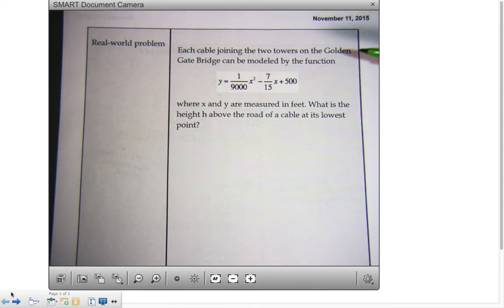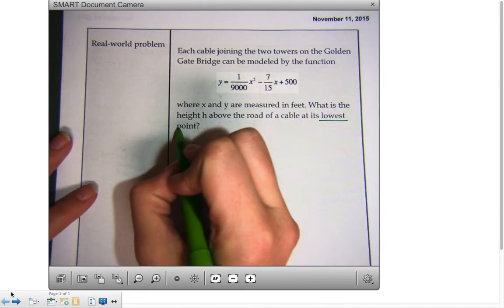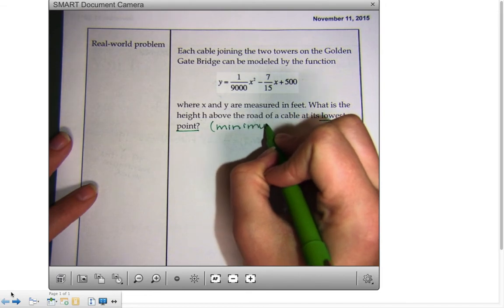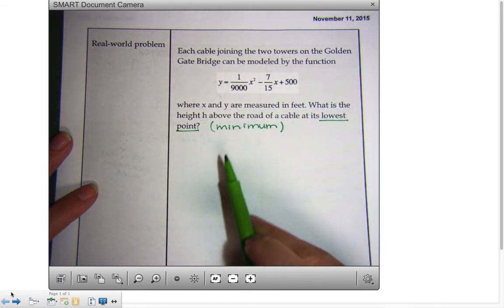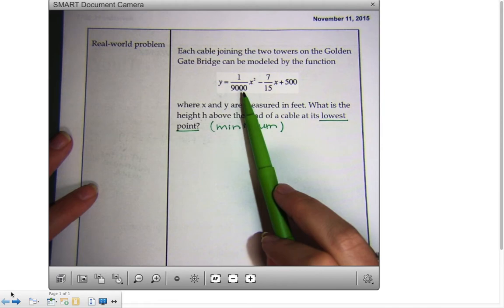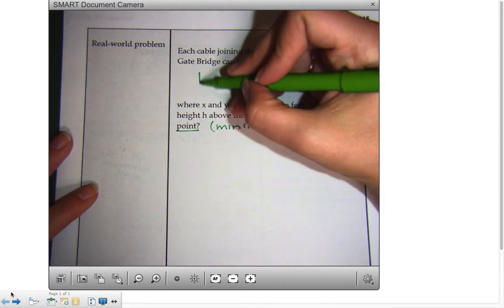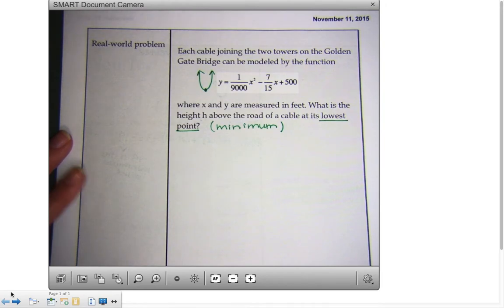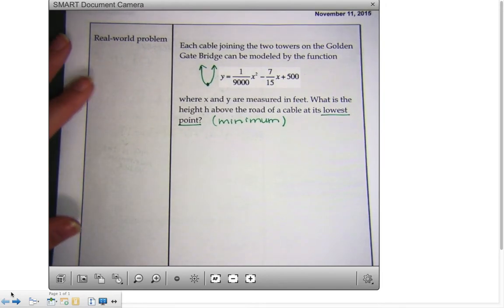So this problem says that each cable joining the 2 towers on the Golden Gate Bridge can be modeled by this function, where x and y are measured in feet. What is the height above the road of a cable at its lowest point? So I want to find the minimum, in other words. You don't have to graph it, but we do know that the parabola would face up because 1/9,000 is positive. So it would have a minimum. So really all we have to do is find the vertex.